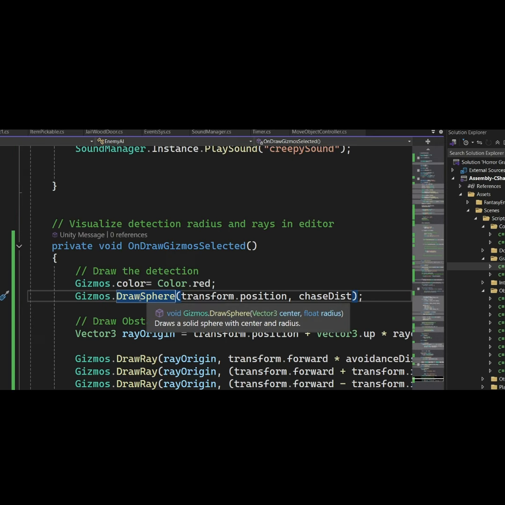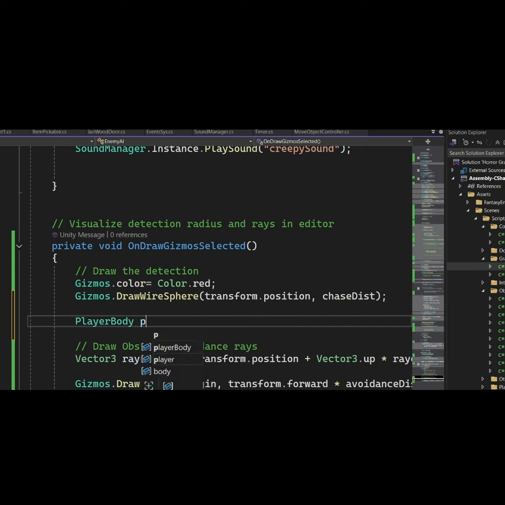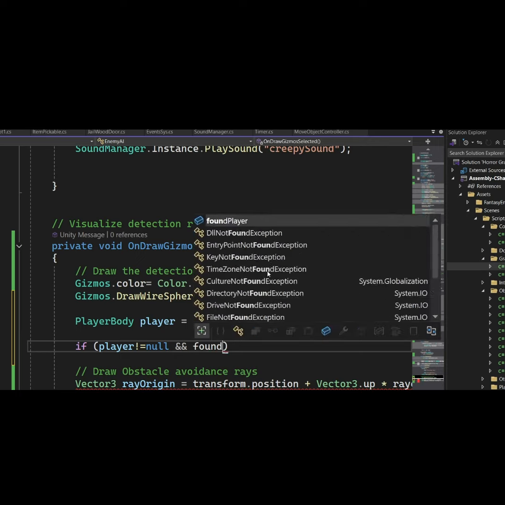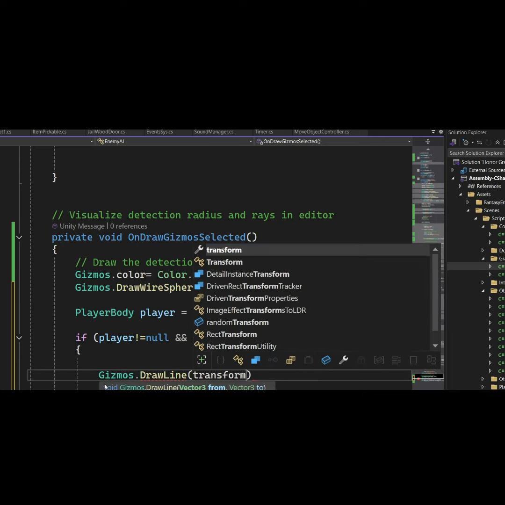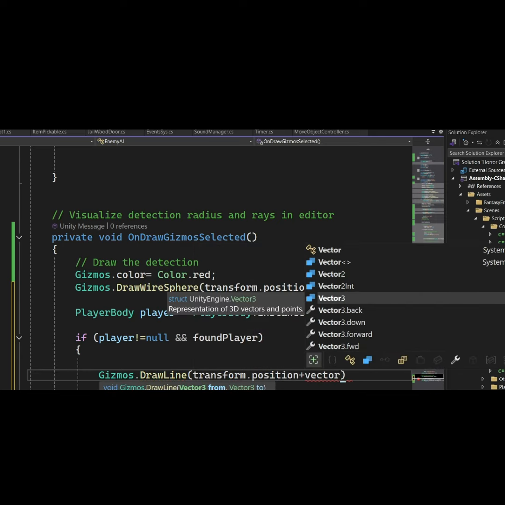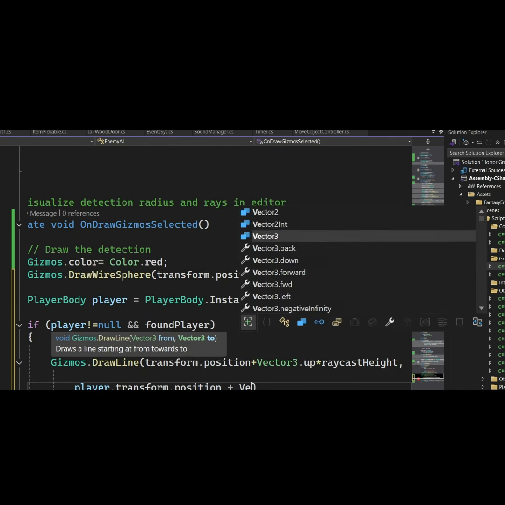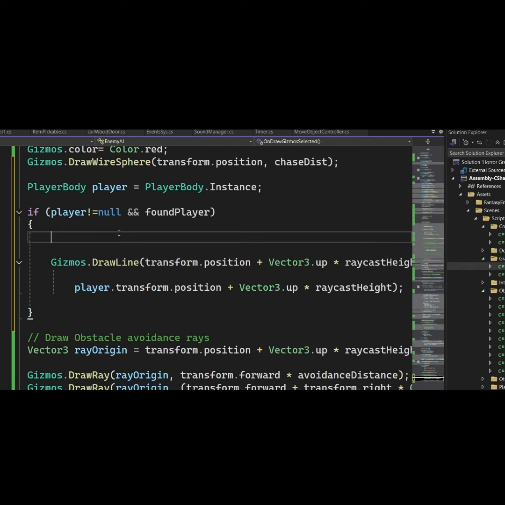Let's correct DrawSphere to DrawWireSphere, as we don't want a solid sphere. Let's grab the player reference. So PlayerBody player equals PlayerBody.instance. If player is not null and we found the player, then we draw a line from the monster to the player object. So transform.position plus Vector3.up times raycast height, and then do the same for the player position. Let's make the color blue.